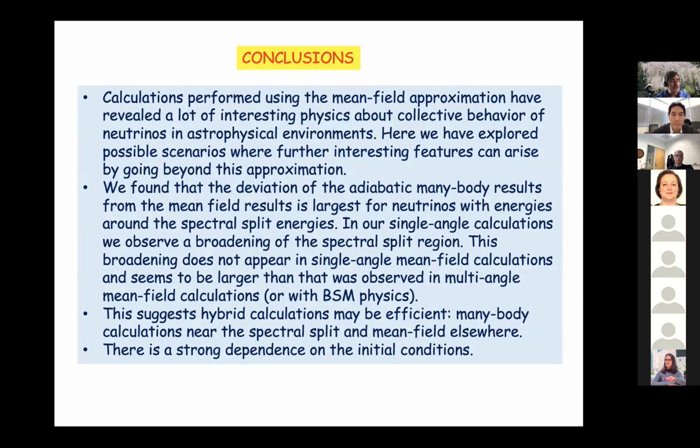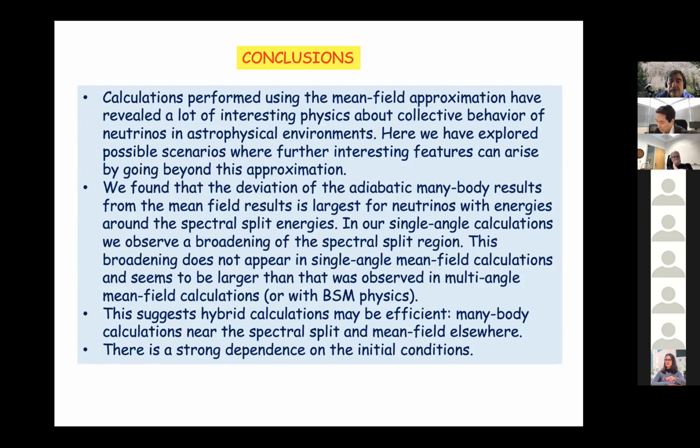Now, I would like to come to a finish. I don't know how much time I have at the moment, but I'm almost out of my time. Let me just point out that calculations performed using the mean field approximation have revealed a lot of interesting physics about collective behavior of neutrinos in astrophysical environments. Here we have explored possible scenarios where further interesting features can arise by going beyond this mean field approximation.